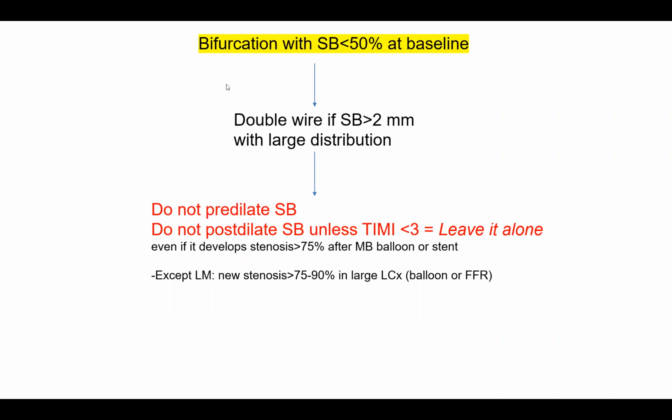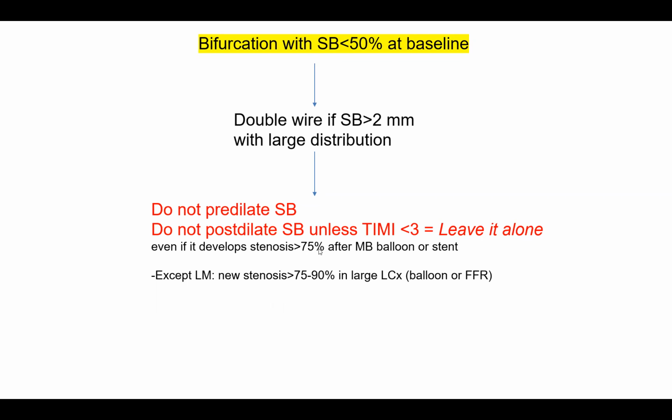So I have 2 algorithms. So the first algorithm is you have bifurcation, coronary bifurcation with a side branch less than 50% at baseline, simple bifurcation. So you often double wire, but again, do not predilate and do not postdilate the side branch unless TIMI flow is less than 3. This is a leave it alone strategy.